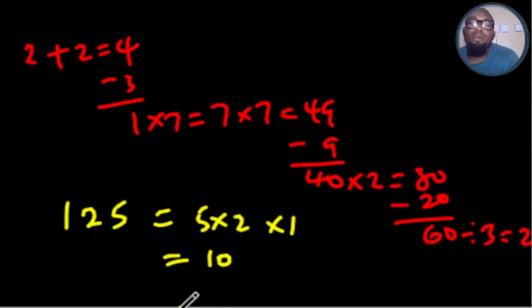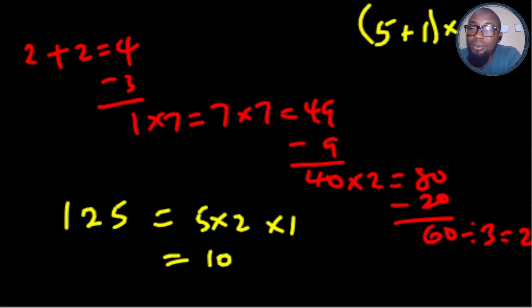Yes, I could say, how can you have 12 from here? How can you have 12? So you can do 5 plus 1, then you multiply by 2, and you have a 12. 5 plus 1 is 6. 6 times 2 is 12. This is another way; there are different ways you could play with numbers.